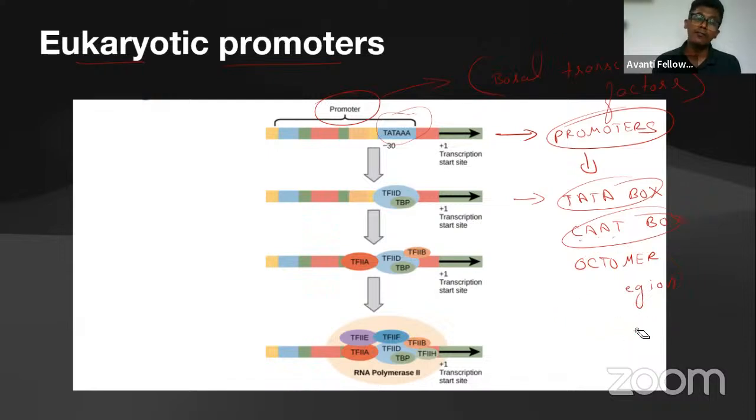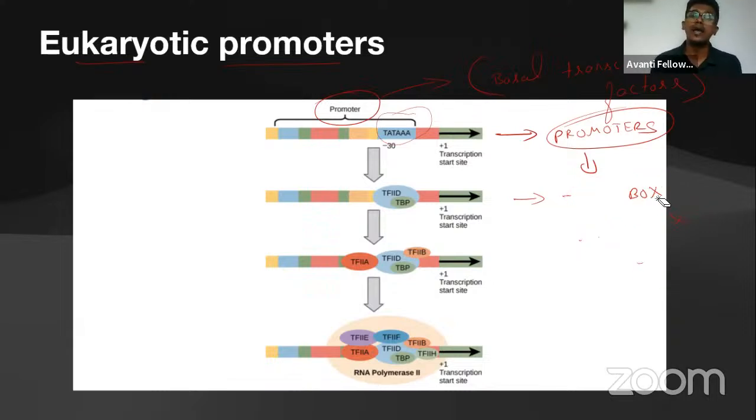The famous eukaryotic promoter is what? It is your TATA box. What is your TATA box? Not our Ratan Tata. It is your TATA, that is the adenosine and thymine rich region. So that is your TATA box. Got it, guys? So this is the first thing you have to remember.